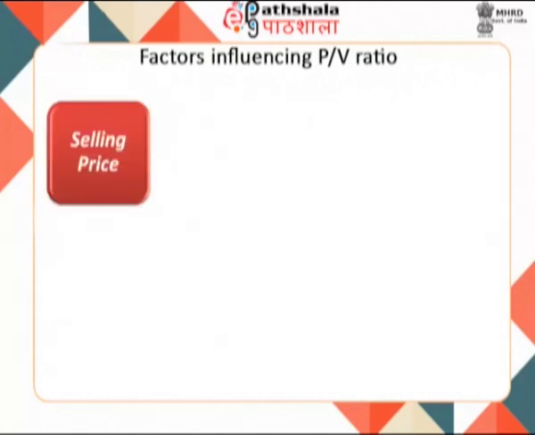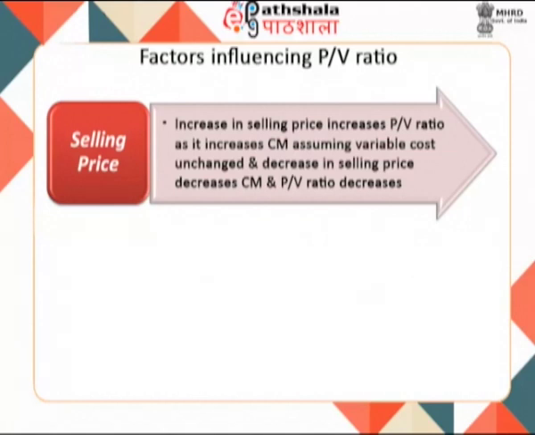Selling price. It directly influences the PV ratio. An increase in the selling price directly increases the PV ratio as it increases the contribution margin, assuming per unit variable cost to remain unchanged. Similarly, a decrease in selling price decreases the contribution margin and thus the PV ratio decreases.